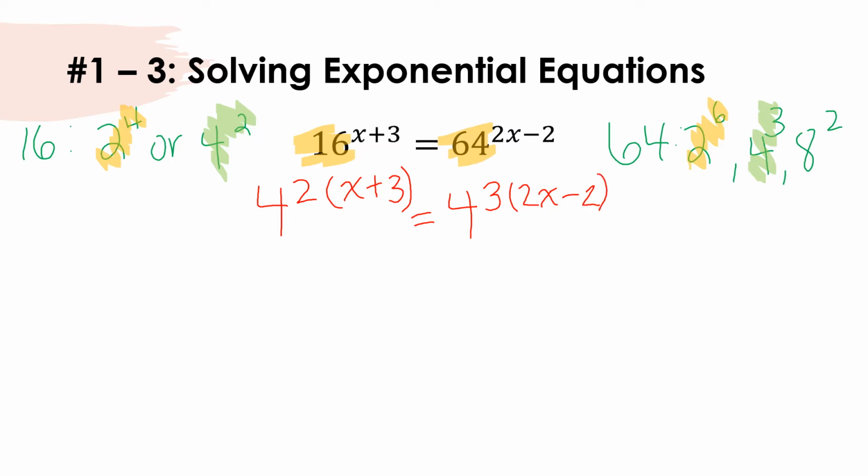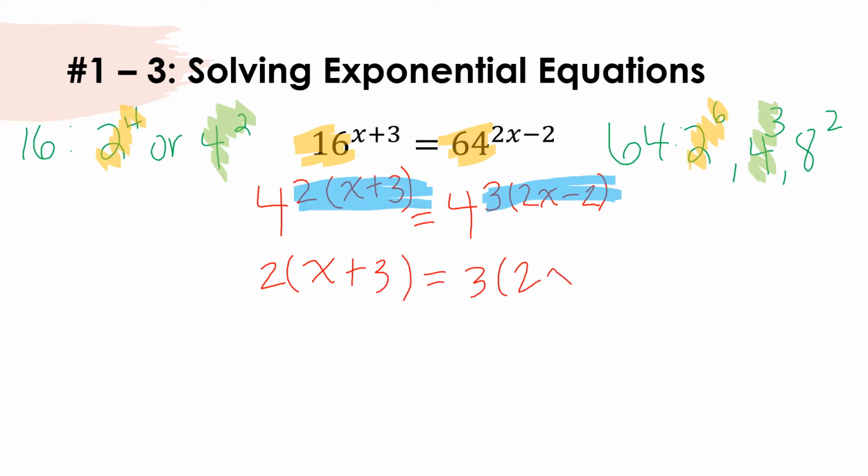And now, once the bases are equal, that means the exponents must be equal. So we are going to set the exponents equal to one another. So we are going to do 2 times x plus 3 equals 3 times 2x minus 2. And then now this is no longer exponential. You have transformed it into a linear equation, which hopefully you feel very comfortable solving.